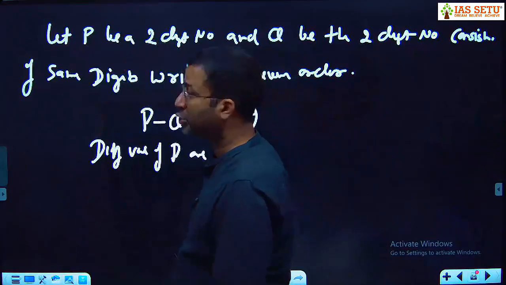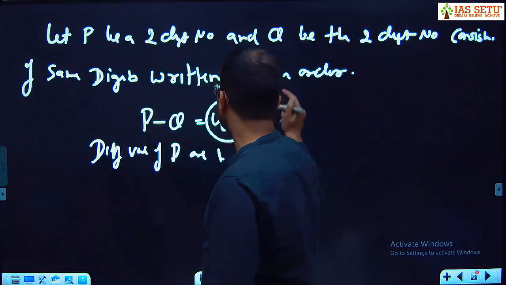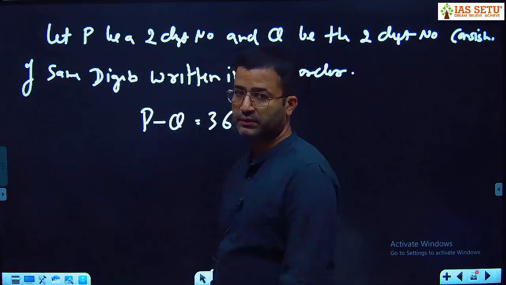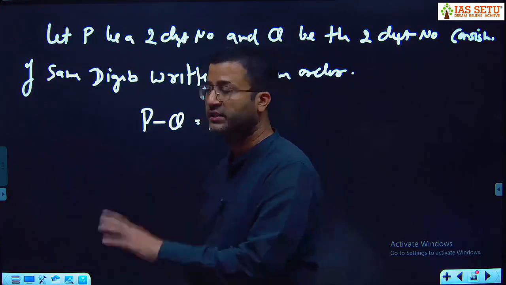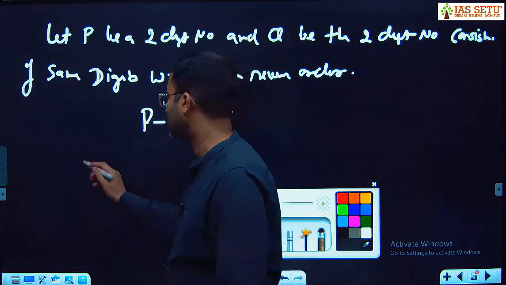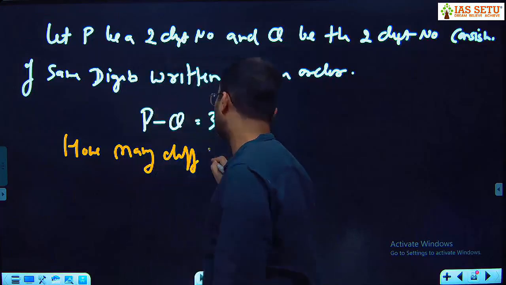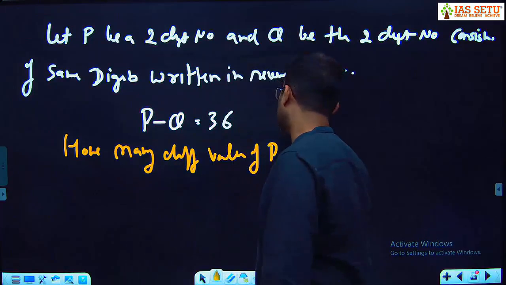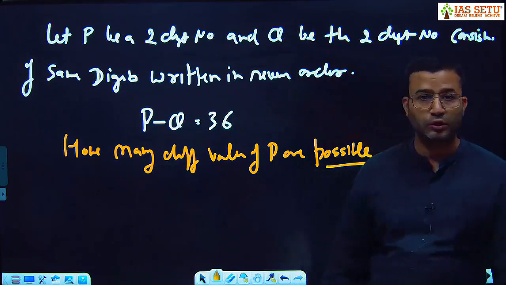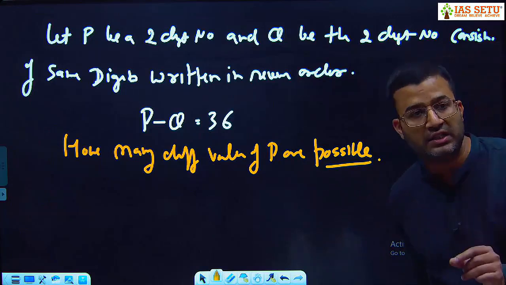Let P be a two-digit number and Q be the two-digit number consisting of the same digits written in reverse order. P minus Q is equal to 36. The difference of these two numbers is 36. How many different values of P are possible? Don't think you need to check manually. There is a concept behind this. Where will 36 start? Diagonally.